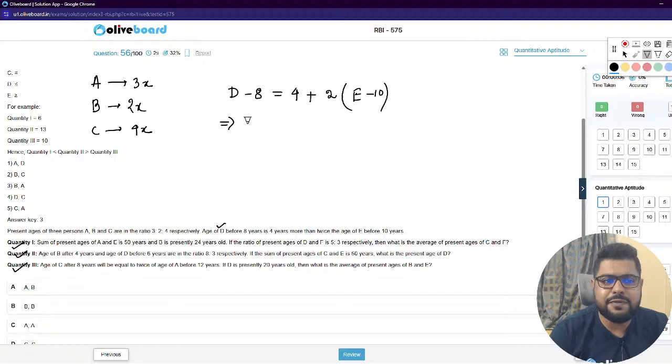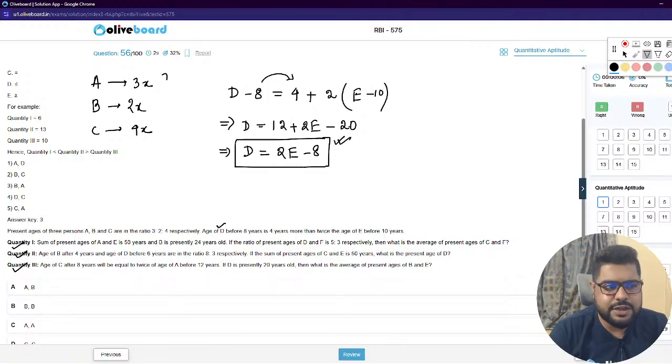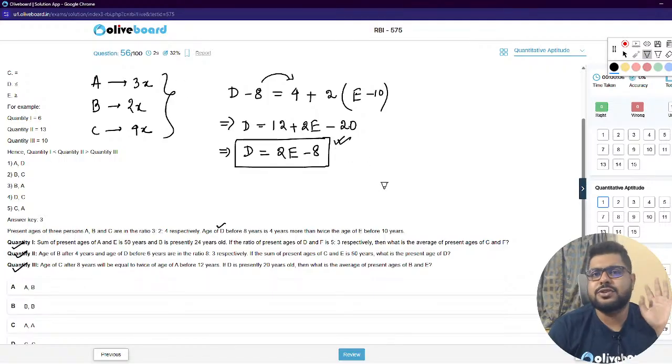So let's simplify this a little bit. 8 will go this side, so it will become 8 plus 4, that is 12, plus 2E minus 2 into 10, that is 20. If we simplify even more, D becomes 2E minus 8. This information we know, and the other information is also given. This is not Q1, Q2, this is just the three common pieces of information.